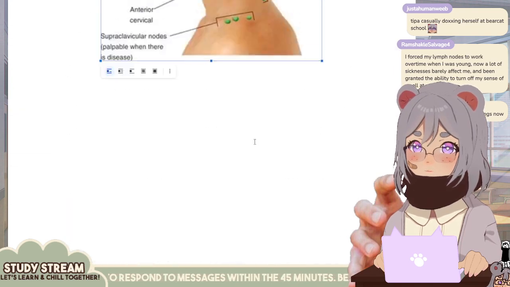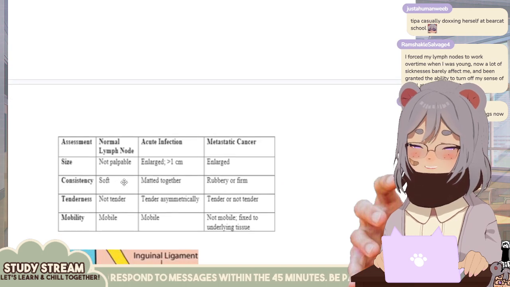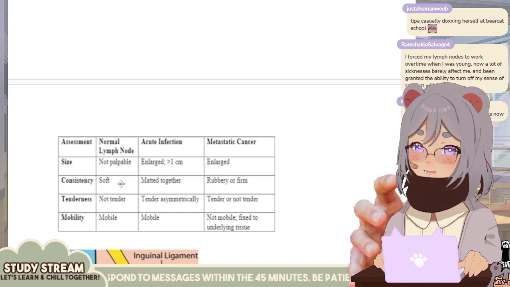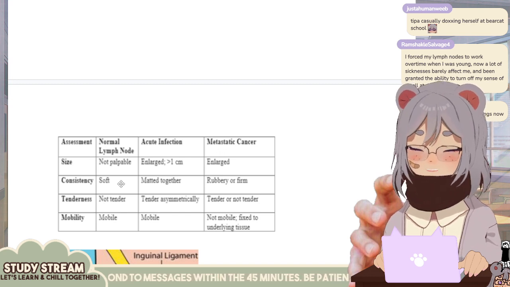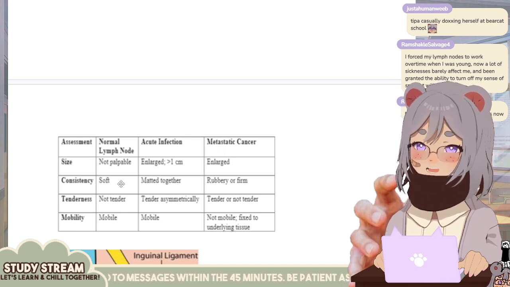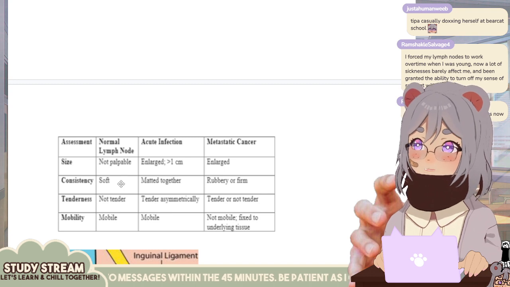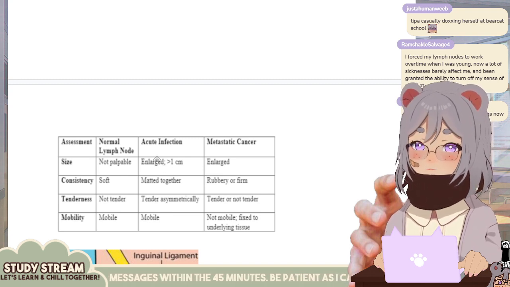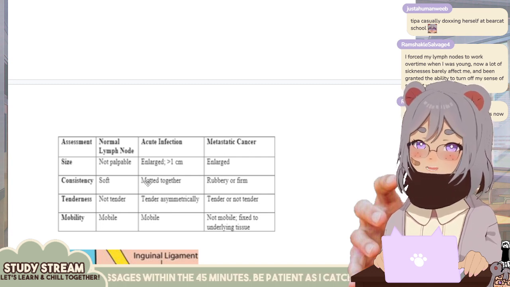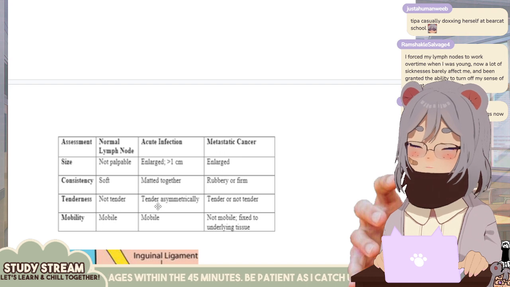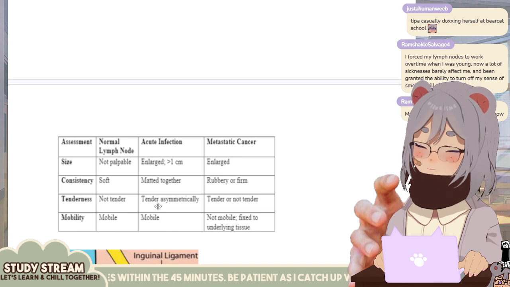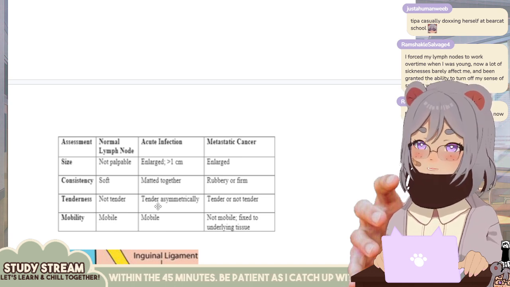So if you palpated something, what does that mean? Where is the chart? Okay, here it is. Normal lymph nodes: if you palpated nothing, I'm happy for you. The consistency of the areas you should have been feeling is soft, not tender, so you weren't saying, oh my goodness, that hurts, and immobile. With an acute infection, maybe it would be enlarged, so you would feel something, and the consistency feels a little more matted together. It would most likely be tender, asymmetrically, so maybe the left side hurts but the right side doesn't, and again very immobile.